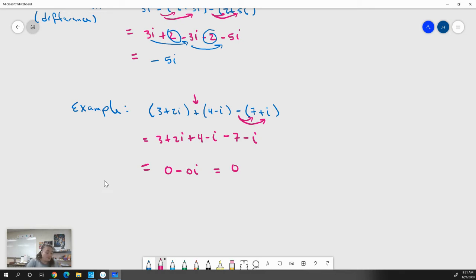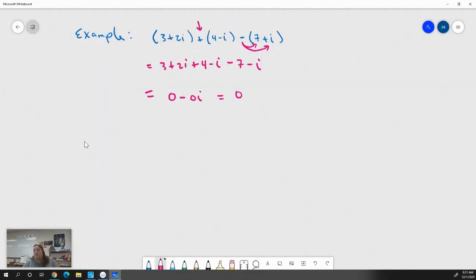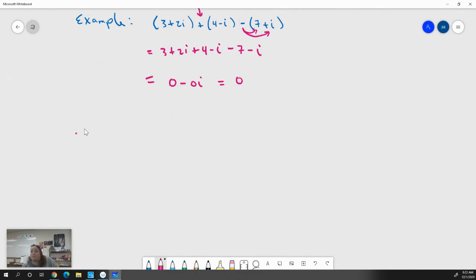The last thing we want to talk about is multiplying complex numbers, because then we have to deal with what we were talking about earlier, which is that i squared equals negative 1, right? So that's one thing we need to remember. i times i equals i squared, which equals negative 1. Very important part when we're talking about complex numbers.